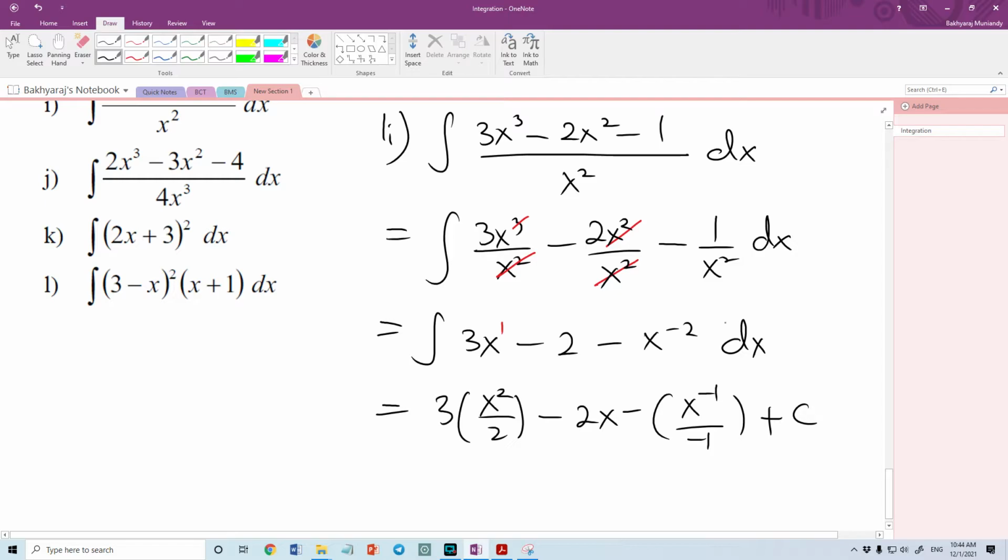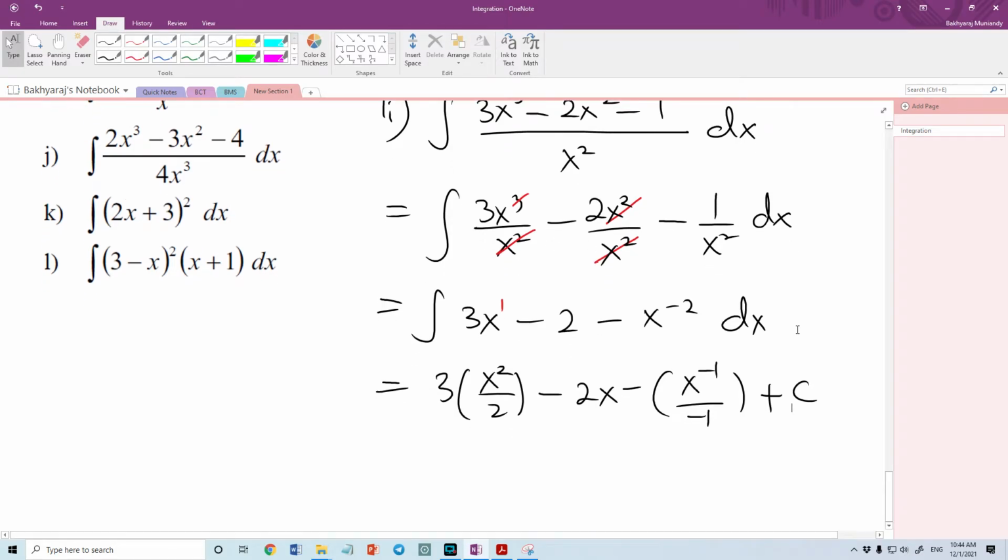You see, this time negative 2 is no problem, because we can apply the polynomial formula. Only the negative 1 you cannot apply the polynomial formula. So the last answer is 3 over 2 x squared minus 2x, and negative is positive, negative 1 becomes 1 over x, plus c. So that is the answer for 1I.